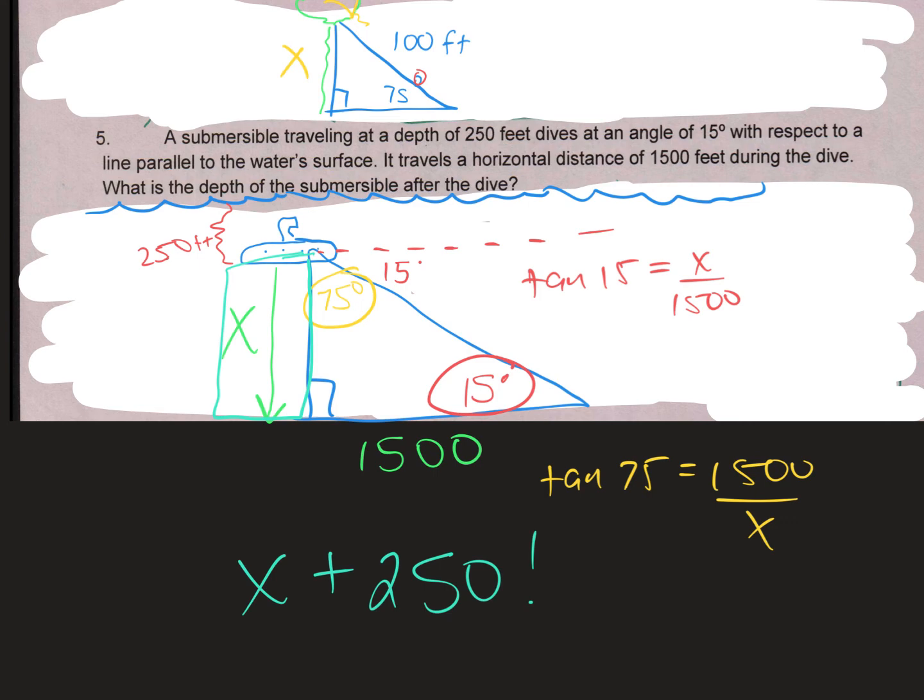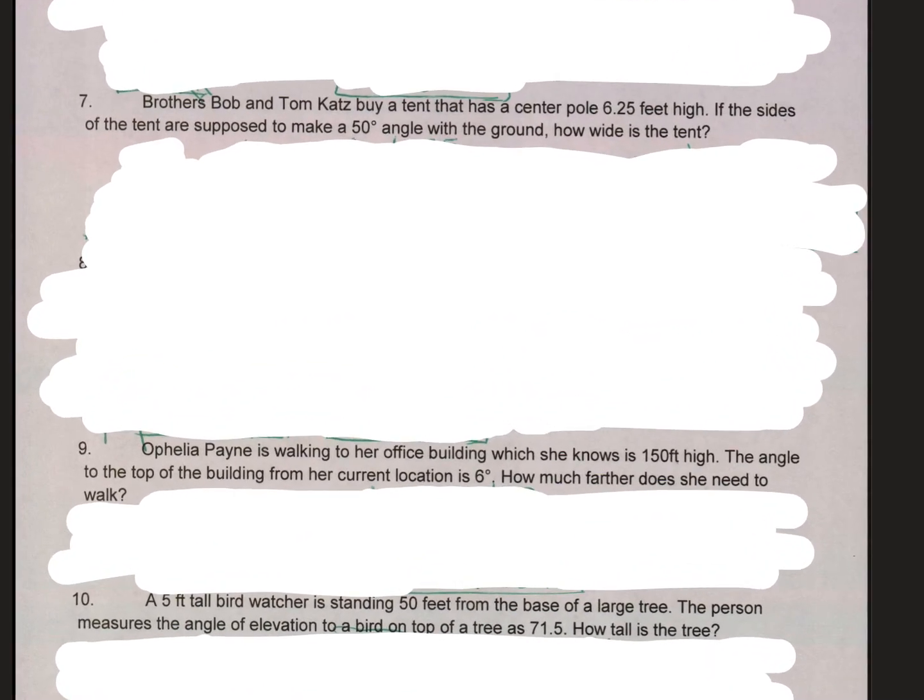How did you know that the 15 was an angle? Because it says that it was traveling at a depth of 250 and it dives at an angle of 15. If something is diving, it's going down, right? You guys are going to be okay with this, I promise. All right, here we go.